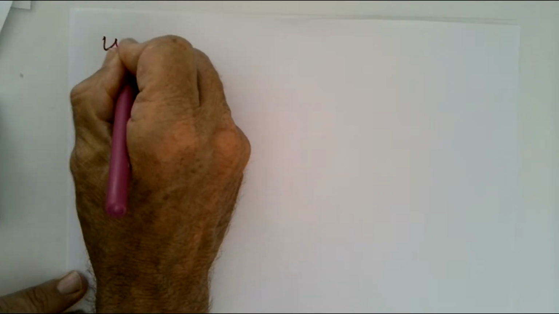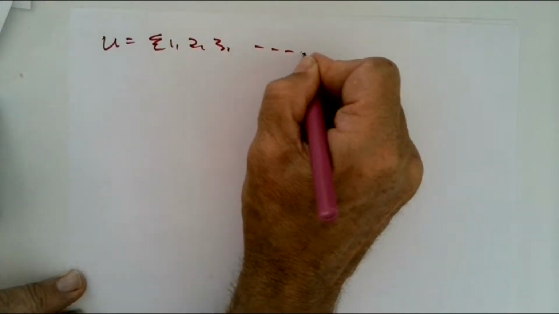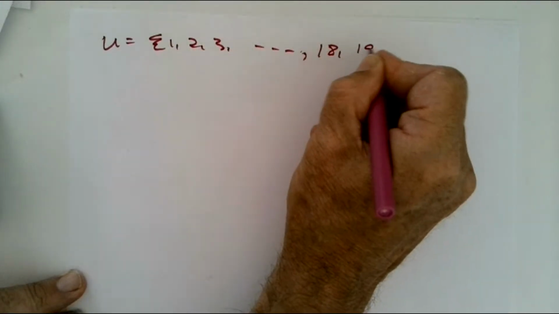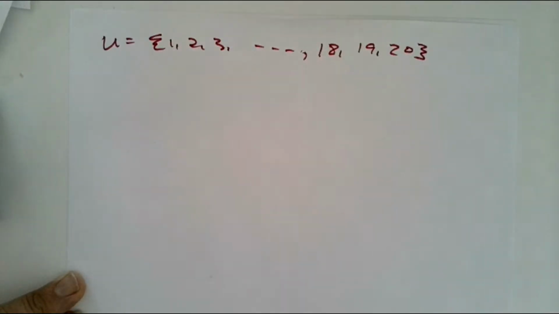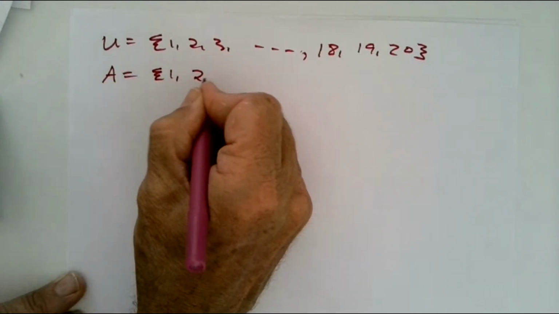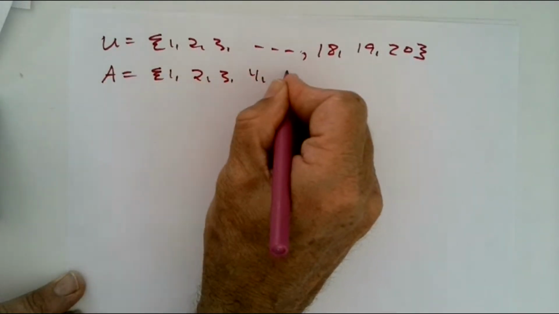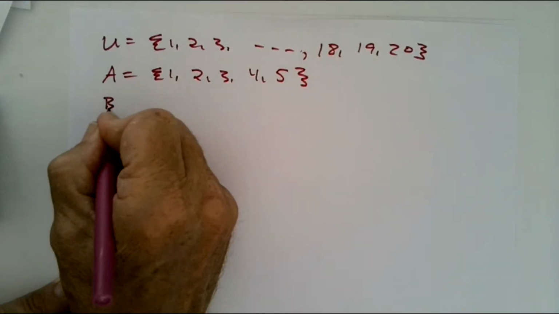So let's take a look at one quick example of unions. We'll take our universal set again, 1 through 20. Seems like a good one to use. It's always good to know where we're starting. Let's say our set A, again, is 1, 2, 3, 4, 5, and B is the set 2, 4, 6, 8.